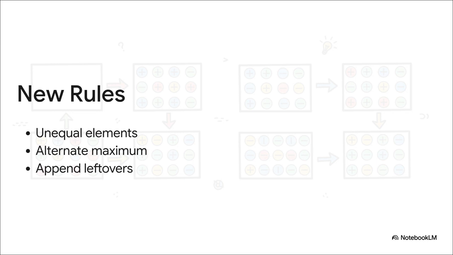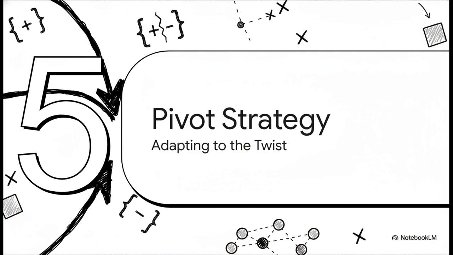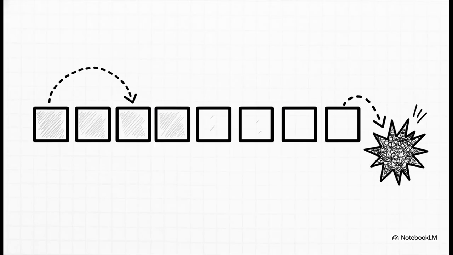And once we run out of the sign that has fewer elements, we just take all the leftover numbers and casually tack them straight onto the end of the array, and of course, we absolutely cannot alter the relative order of those leftovers. Which brings us to Section 5, the pivot strategy. This twist completely flips the script, because our previous, highly optimized one-pass solution relied entirely on perfectly matched pairs. It is completely useless here.